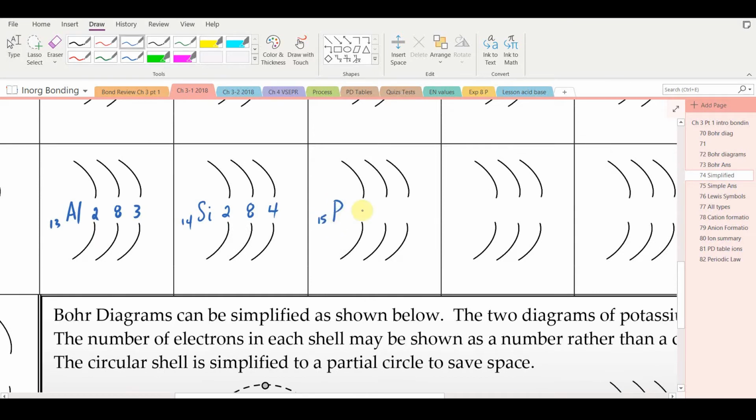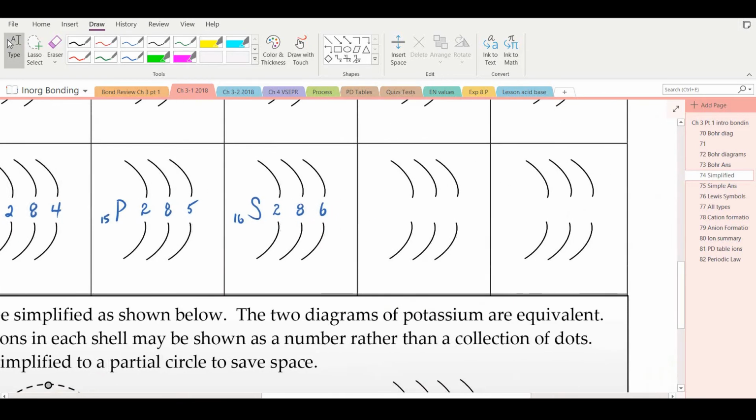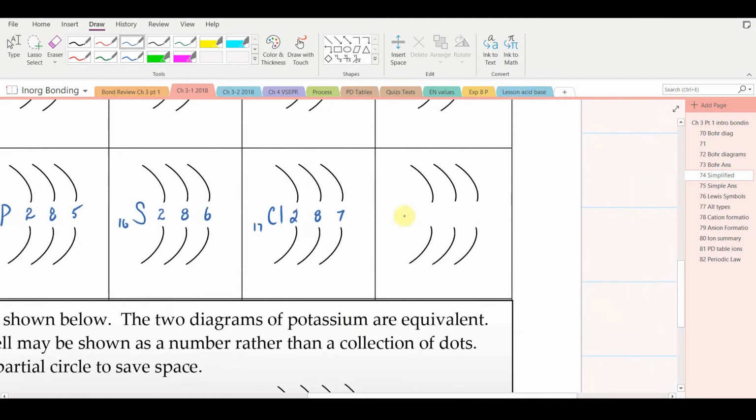Phosphorus has 2 electrons in the first shell, 8 in the second, and 5 in the valence shell. Sulfur, element 16, 2 plus 8 is 10, plus 6 in the valence shell. Chlorine, element 17, 2 plus 8 is 10, plus 7 in the valence shell. And next we have argon in group 8A, element number 18, 2 plus 8 plus 8. It's in group 8A, and that's why there's 8 electrons in the valence shell.